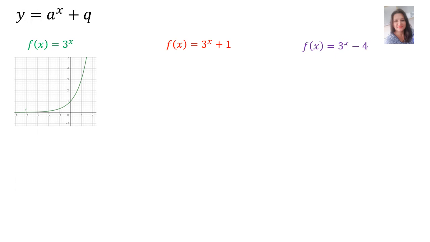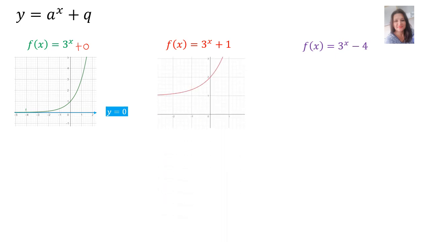Now we will look at the influence of this plus q in y is a to the power of x plus q. Now the first graph, f of x is 3 to the x, there's your graph, and there you can see that the x-axis was the asymptote, the line y is equal to 0. And it's because here, if you like, is an invisible plus 0. Now the second graph, f of x is 3 to the x plus 1.